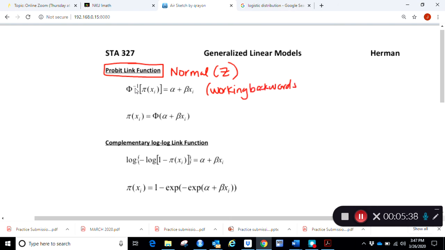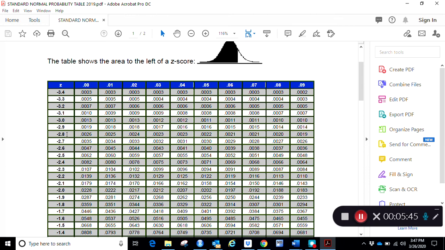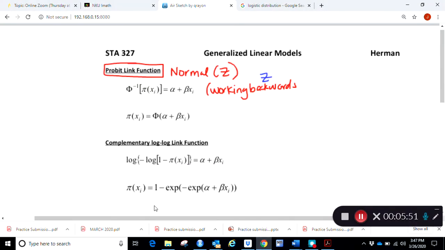Or in a sense, what you're trying to find then is the z value. So you're finding the value here on the outside of the table, versus on the inside of this table is where probabilities live. And that's what this pi is going to represent, that probability.